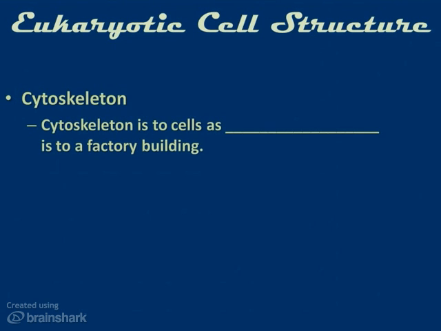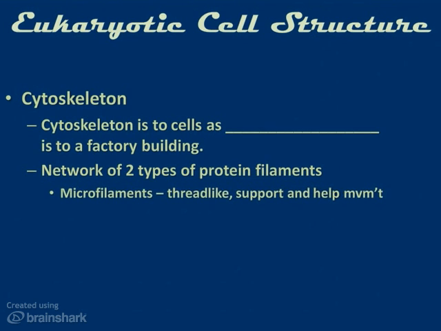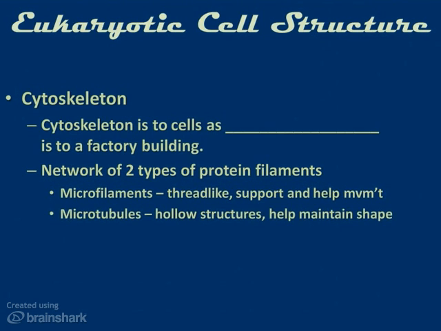Just as steel or cement beams support the walls in the factory, the cytoskeleton is the support structure of the cell. There are two types of filaments, both of them made of protein, found in the cytoskeleton. Microfilaments are thread-like and they support and help with the movement of a cell. Microtubules are hollow structures that help maintain a cell's shape. They also form centrioles that are important in cell division. More on that later in this unit.